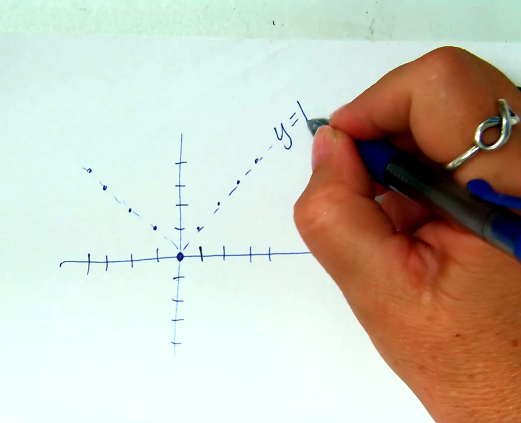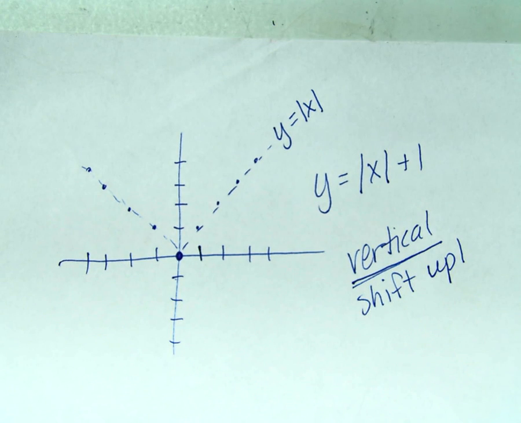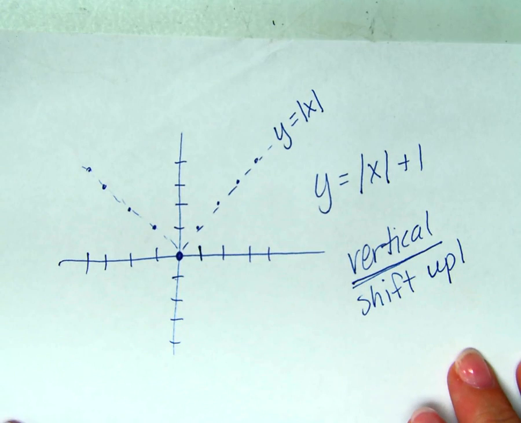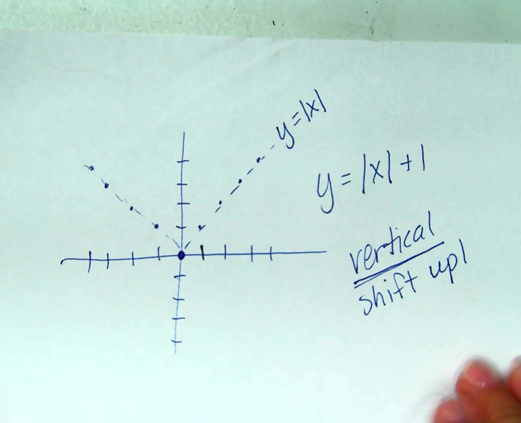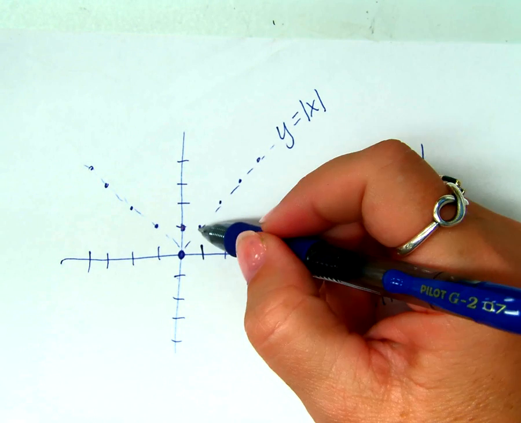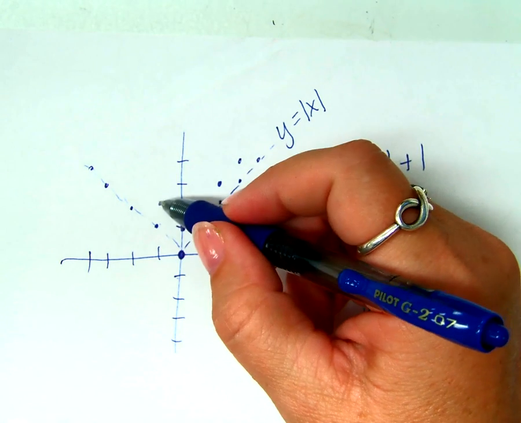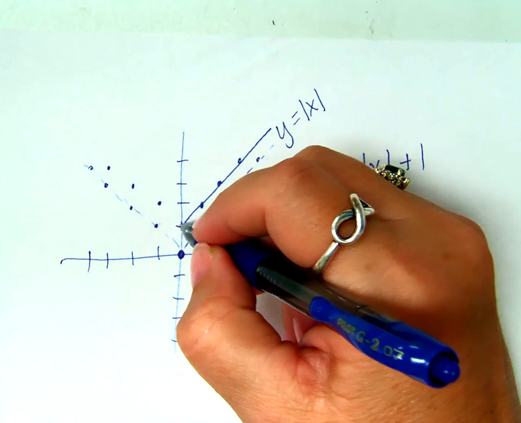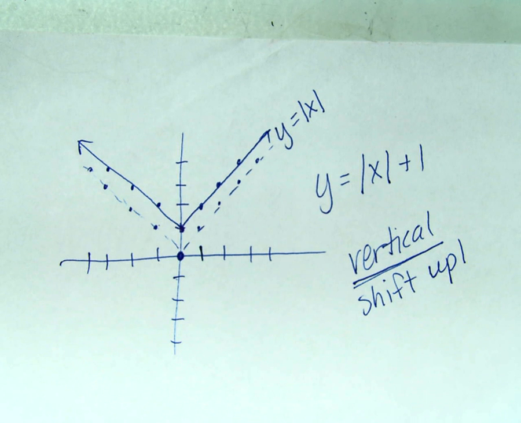Y equals absolute value of x is the parent function. This is our given problem right here. That's a good question. Okay? So, what is this telling me? Vertical shift up 1. What moves up 1? The entire thing, right? This moves up 1, this moves up 1, this moves up 1, and so on. So that my new function is the same shape as it was before, it's just 1 higher than my parent.